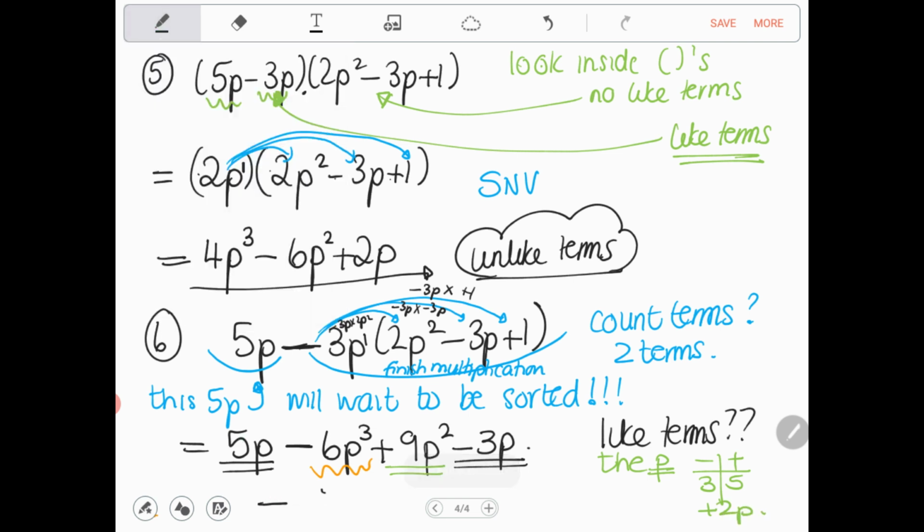So now we're going to have 2p. The negative 6p cubed waits now because it doesn't have a friend to be sorted with, and the 9p squared waits. And that is going to be your answer. All right, we're going to try one more quickly.